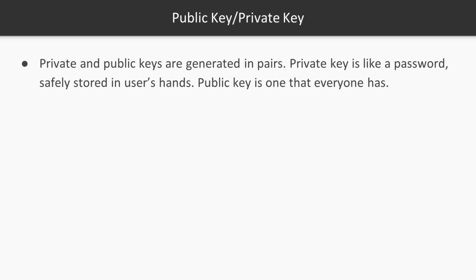What is a public or private key? These two are different keys. Private and public keys are generated in pairs. A private key is like a password. It should be safely stored and it shouldn't be given to others. Well, if you trust them, you can. A public key is one which everyone has. So, the private key mostly acts as a password, whereas the public key is a common key for other people to access.